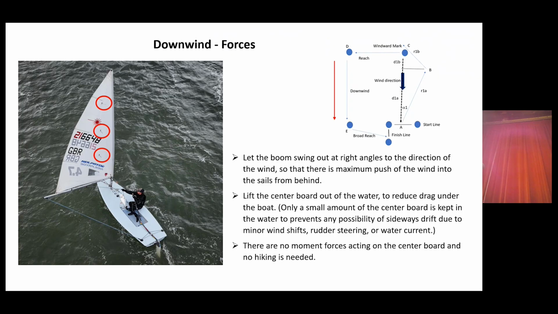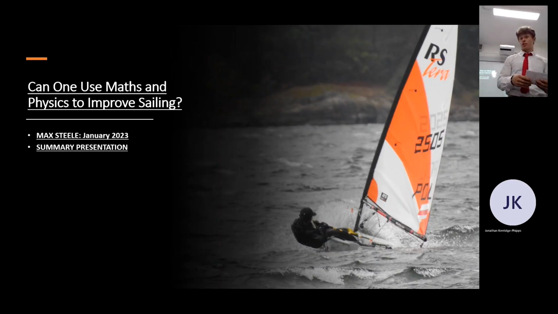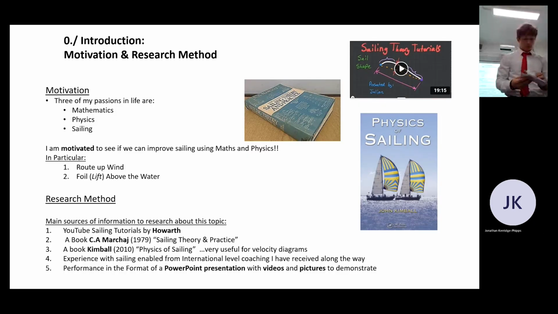So this is going to be my summary presentation on can one use maths and physics to improve sailing. So as an introduction, my 3 motivations. I was motivated to show you, well, 3 passions, sorry. My passions were maths, physics, and sailing. And I'm motivated to show that maths and physics can indeed be used to improve sailing. In particular, for the route taken going upwind, as in sailing at an angle to the wind, as well as how a boat lifts above the water using foiling.